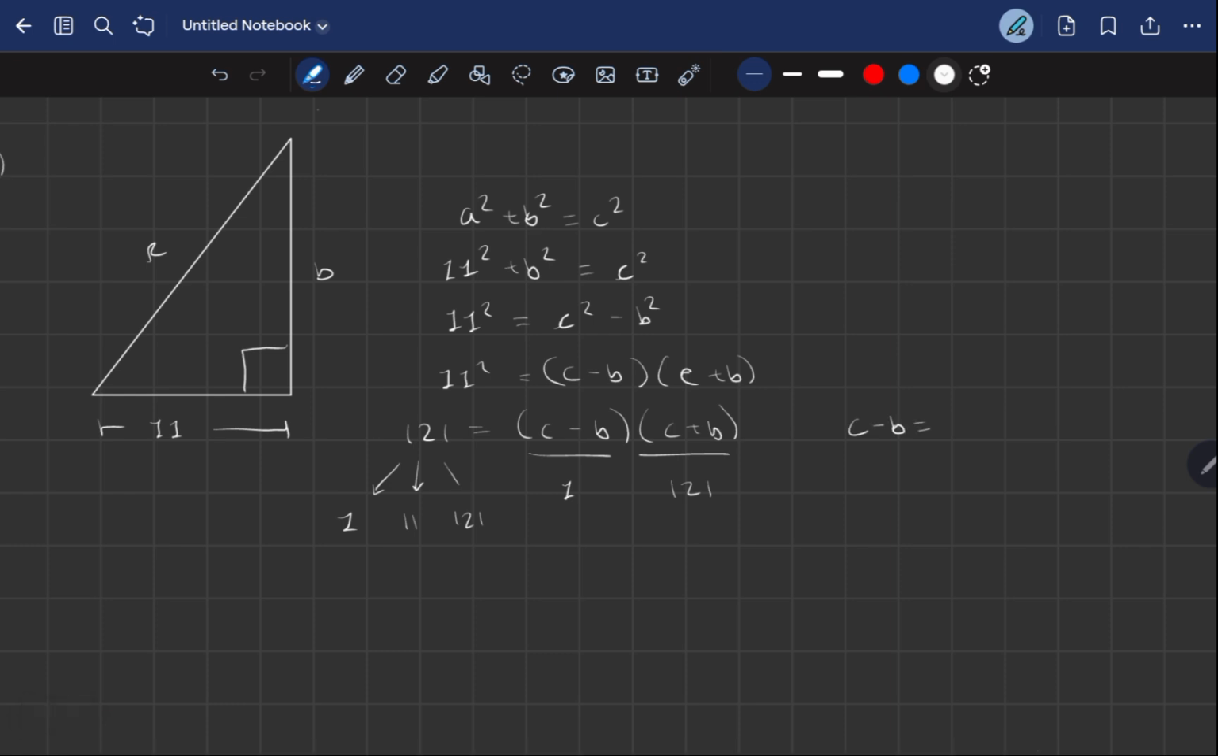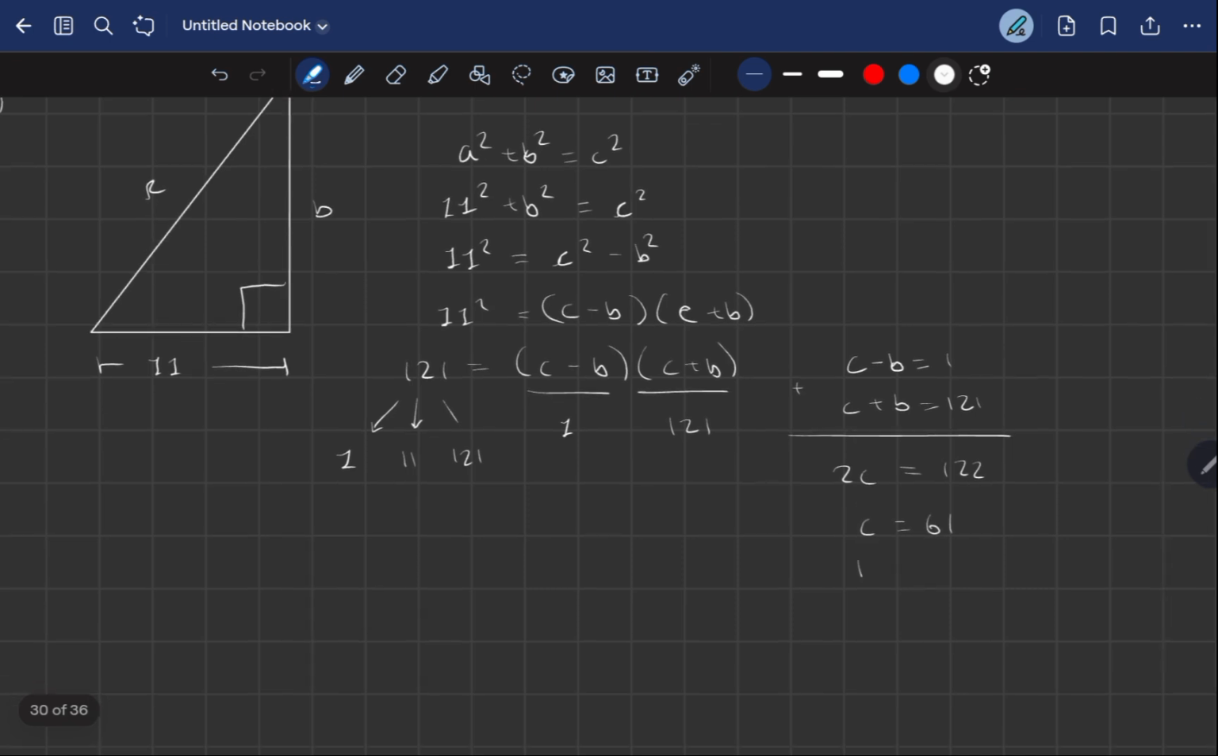Now you just have simultaneous equations. I can add both these equations up. The b's cancel out, so 2c is equal to 122. So c is equal to 61, and that means b is equal to 50. This is the only possibility. Therefore, there's only one triangle possible, and that triangle is an 11, 50, 61 triangle.